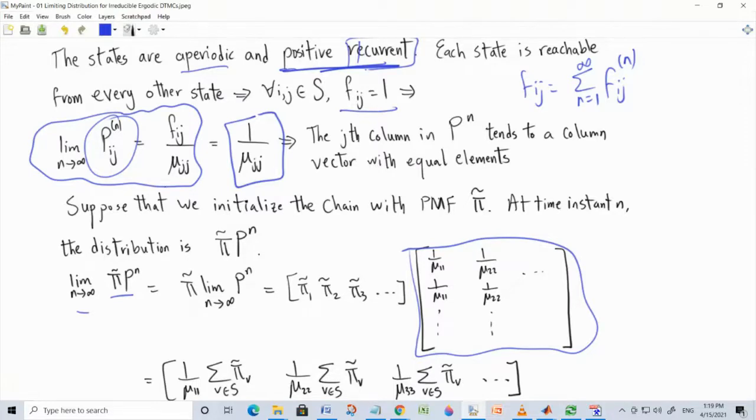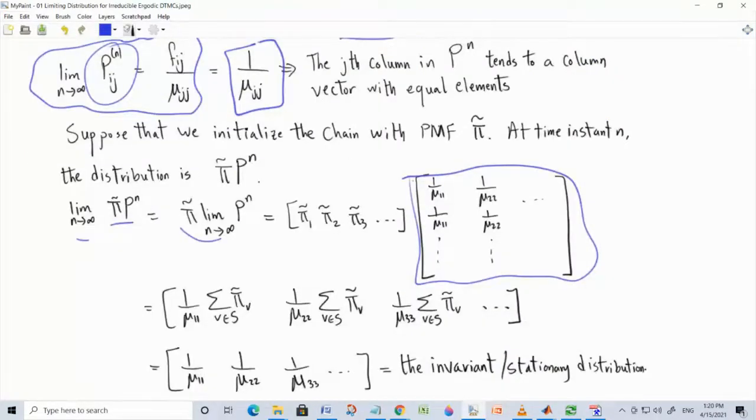So what is the state distribution after a very long period of time? Well, you multiply here, and if you take the first column, this row vector times the first column will be this times this plus this times this and so on. There is a common factor, which is 1 over mu 11. And then when you sum, you sum the pi tildes, and those will sum to 1. So this summation is 1. It is a PMF. And what if you do this to the second column? Again, 1 over mu 22 will be a common factor. And then you have the sum.